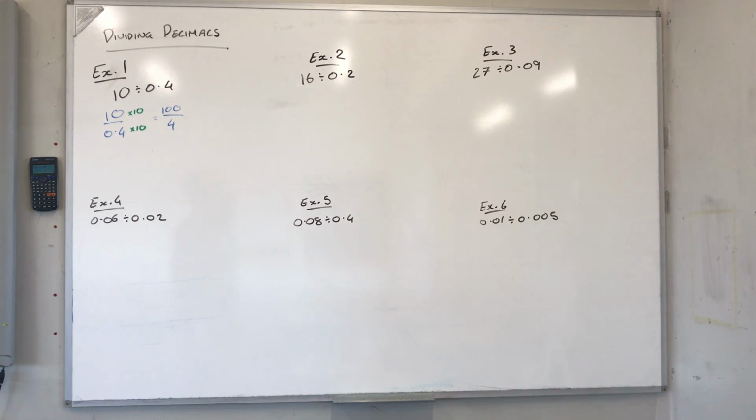So you can see I've done the 10 times by 10, which gives me 100, and then the 0.4 multiplied by 10, which gives me 4. And then all we need to do is 100 divided by 4, which hopefully you should be able to work out is 25.